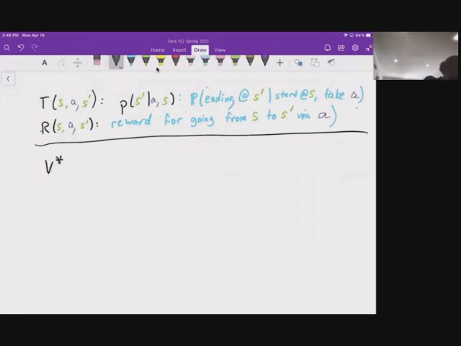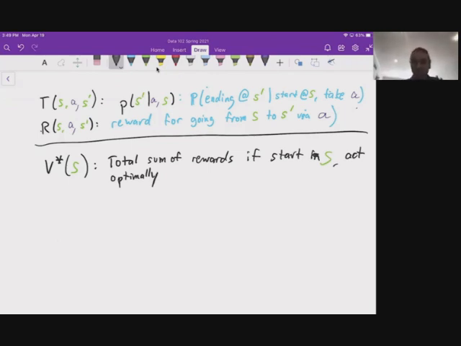The first is this thing called V star. V star is a function of a state, and it measures how good a particular state is. Some states are good because they lead to more rewards. Other states are not as good because they lead to fewer rewards. So how do I measure goodness? V star is the total sum of rewards if we start in state S and act optimally. V star is defined as how good the state is, and the goodness is measured by the sum of the rewards if we start there and act optimally from there.